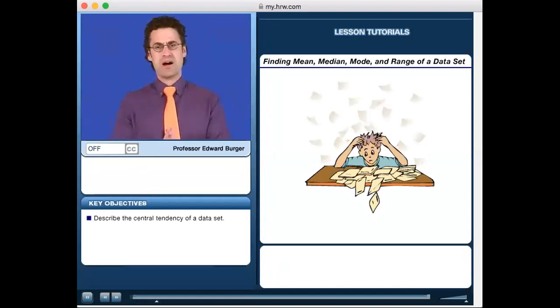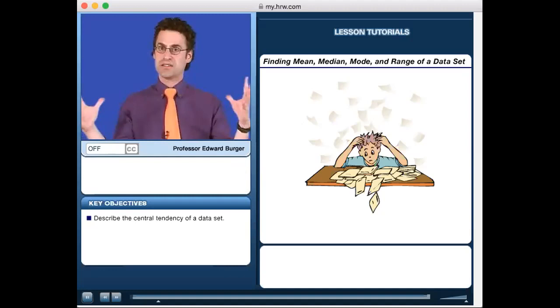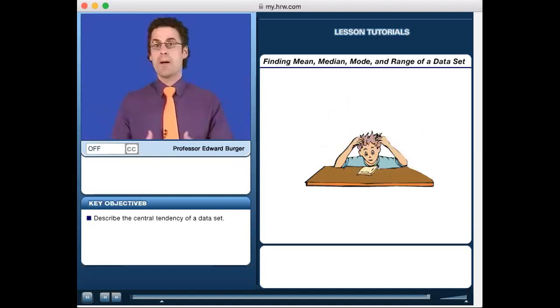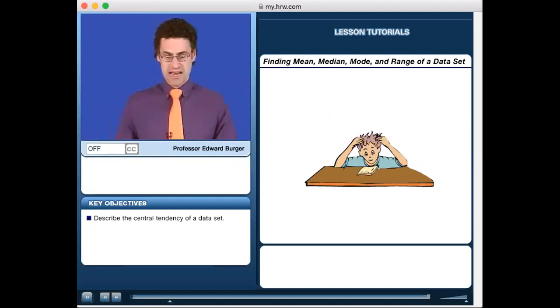Well, how is that possible? How can we take lots and lots of values and sort of boil them down to just one? Well, in some sense, this notion of measure of central tendency is a way of doing just that, getting all the data down to a representative number that tries to capture the spirit of the data. Let's take a look at an example so you can see this happening in real life.